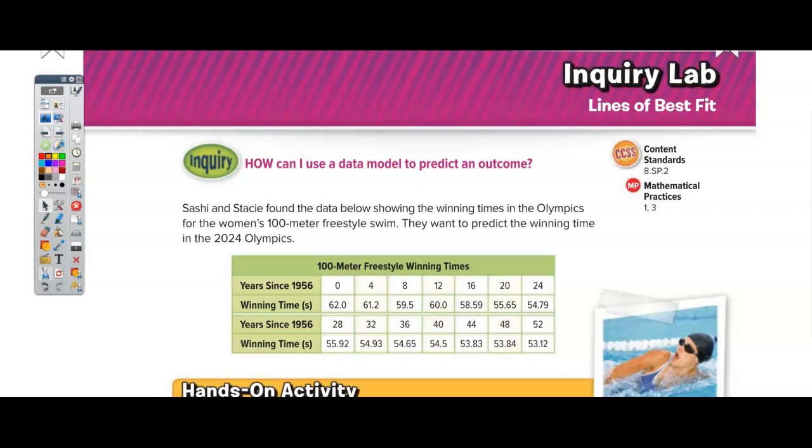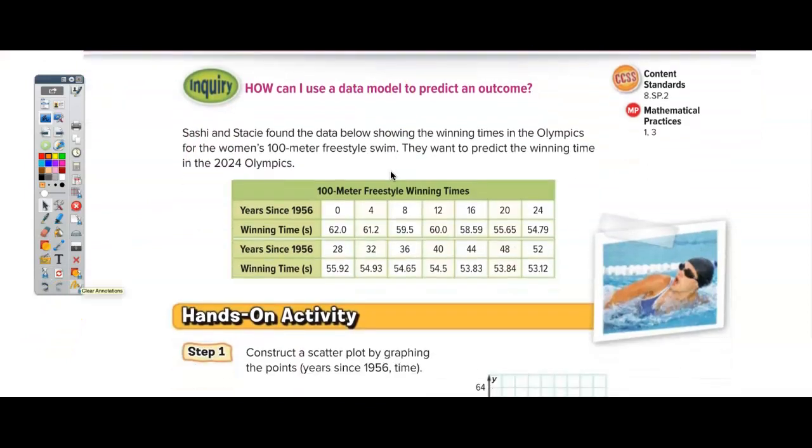So this week we're going to be working on using scatter plots to find lines of best fit. Today we're going to be completing an inquiry lab that is on page 675 in your book. I want you to do this with me. So our question is, how can I use a model to predict an outcome?